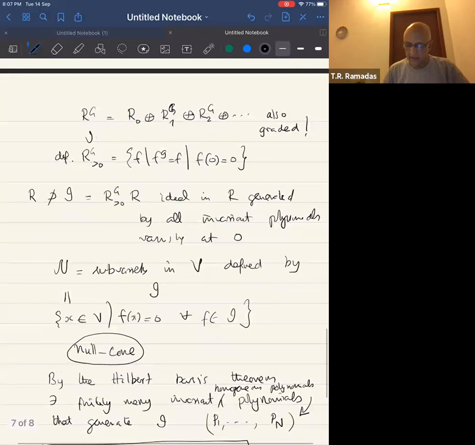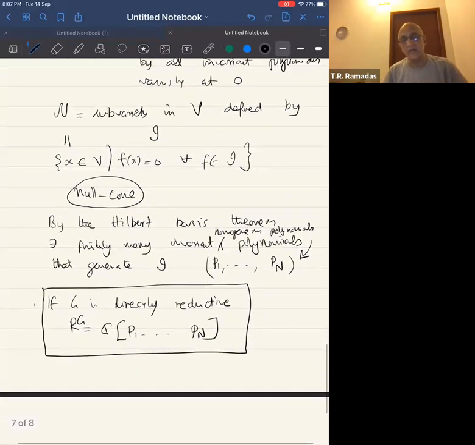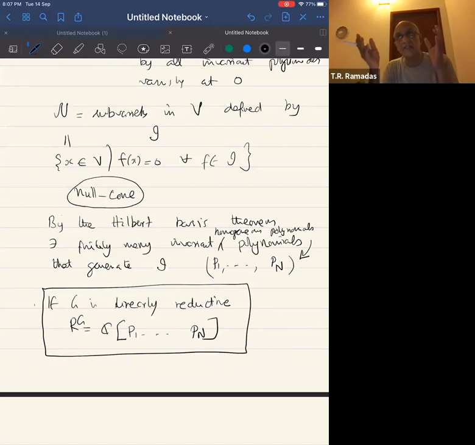Now, the Hilbert basis theorem says that R is Noetherian, because R is polynomials, algebraic functions on a vector space. So it's a ring of polynomials in finitely many variables. What does that mean? That means every ideal is finitely generated. So if I have a set S that generates an ideal, I can find finitely many elements in that set that generate that ideal.